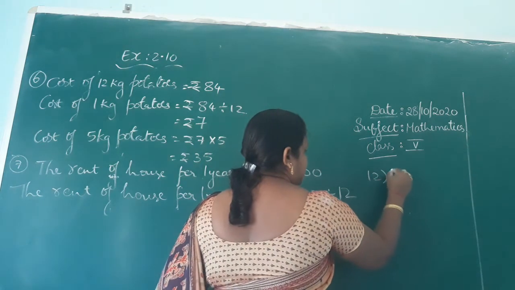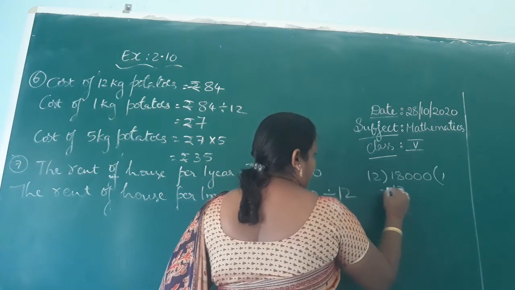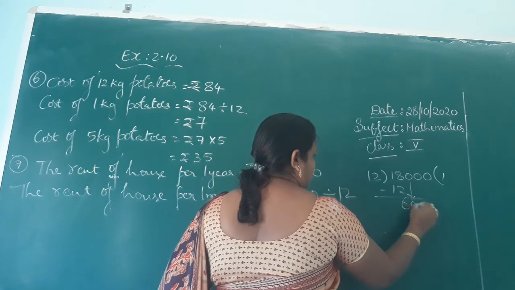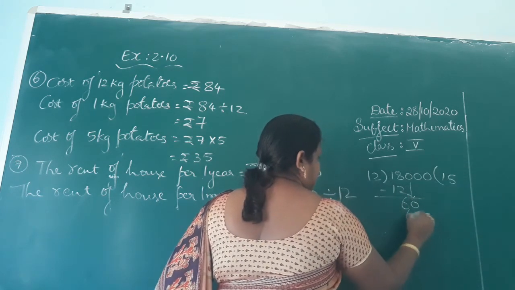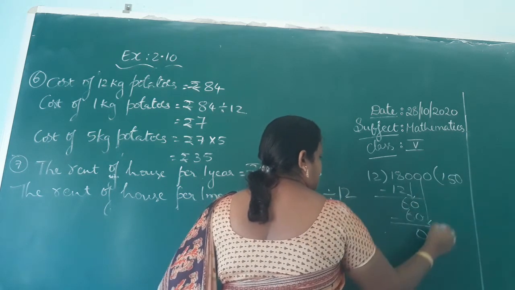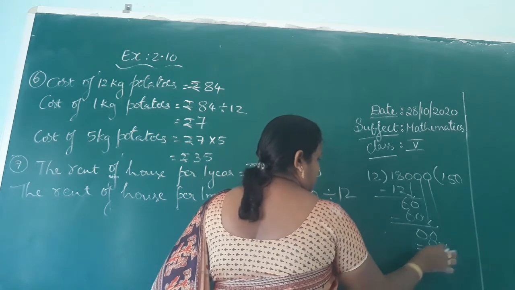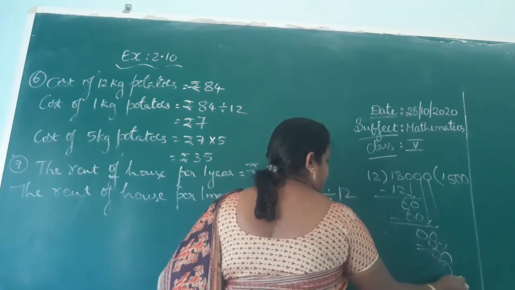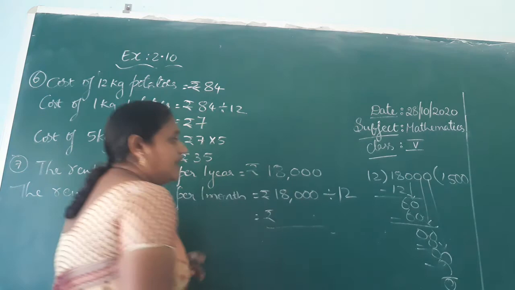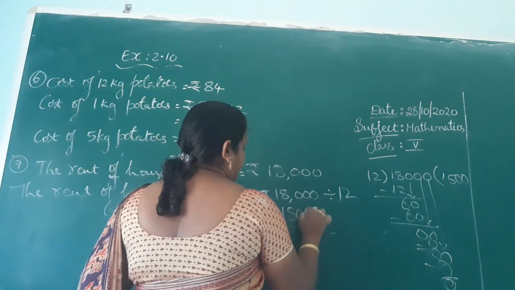See, 12 divides 18,000. 12 ones 12, remainder 6, drop down 0. 12 5s 60. Remainder 0, drop down 0, 12 zeros 0, again 0, 12 zeros 0. So it's nothing but 1500 rupees per 1 month.